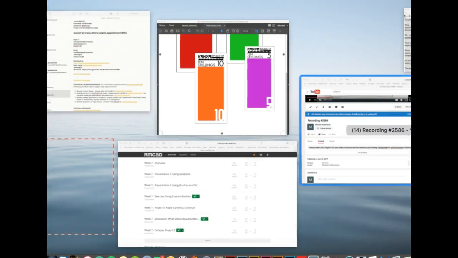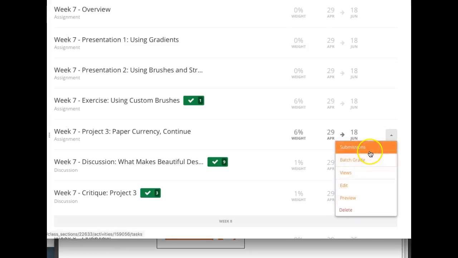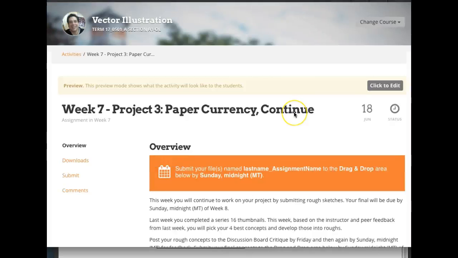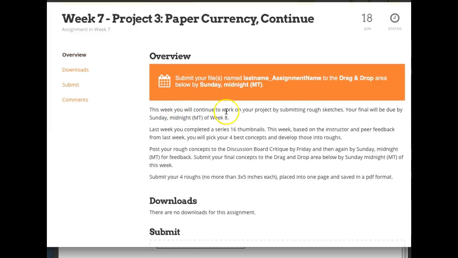Before we look at your work, I want to talk a little bit about the assignment itself. I'm in week 7, project 3, paper currency continued. Instead of jumping straight to your work, I want to take a look at what is required here. When we look at the objectives and the project specifications in the overview, we can see that this week you are going to continue working on your project by submitting rough sketches.